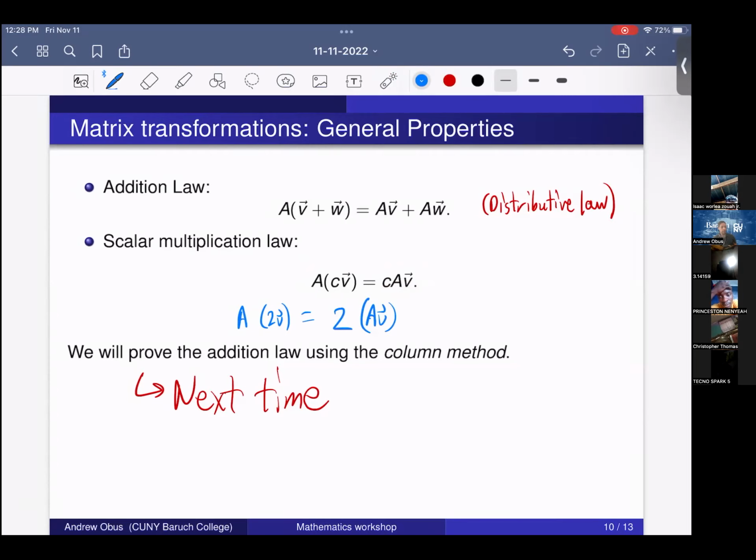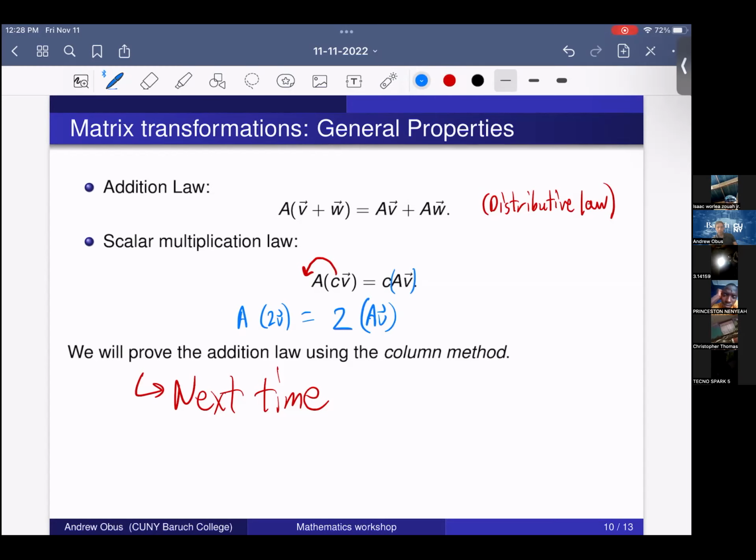Okay. So this just means that you can take a scalar if you want to, and you can always pull it out from behind a matrix. Okay, you can pull it out. So A times CV is the same thing as C times AV. And really here, I guess I should probably have parentheses around the AV.